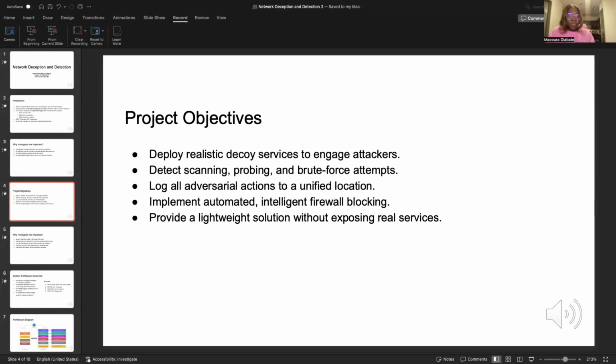So the main objective focuses on deploying realistic decoy services, capturing attacker behavior, and generating intelligence. Another objective is to centralize logs to support easy analysis. Additionally, the system adds automated firewall blocking that acts on malicious triggers. This creates a full cycle of detection, recording, and response.